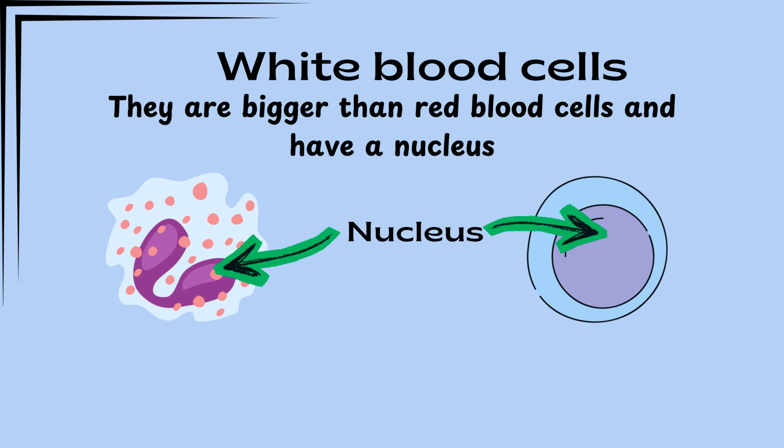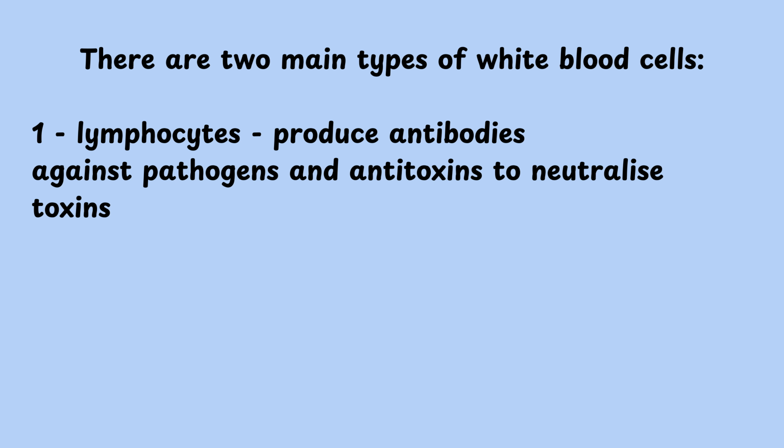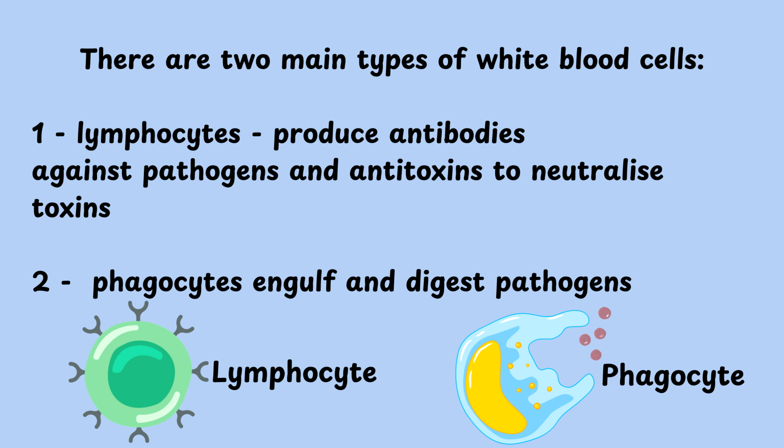The white blood cells are bigger than the red blood cells and they have a nucleus. The function of the white blood cell is to defend the body against foreign matter. There are 2 main types of white blood cells that you need to know about. The lymphocytes. The lymphocytes produce antibodies against pathogens, and they also produce antitoxins to neutralize the toxins produced by pathogens. White blood cell number 2 are the phagocytes, and the phagocytes are responsible for engulfing pathogens.